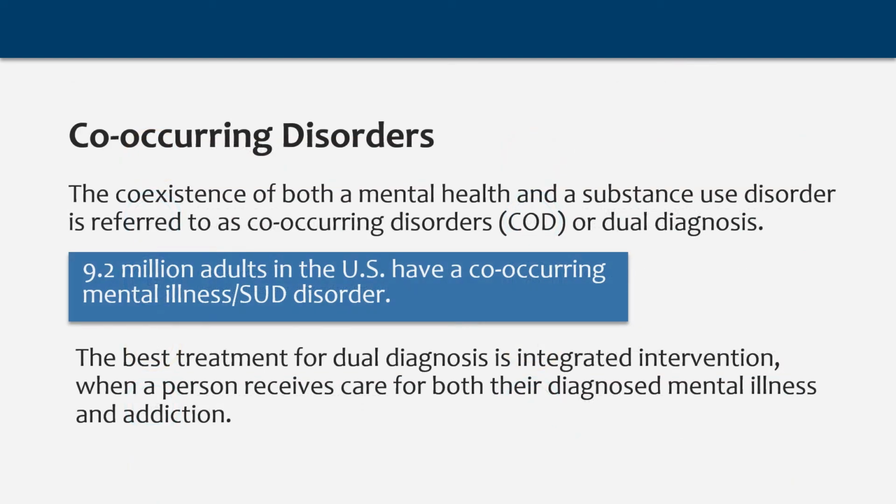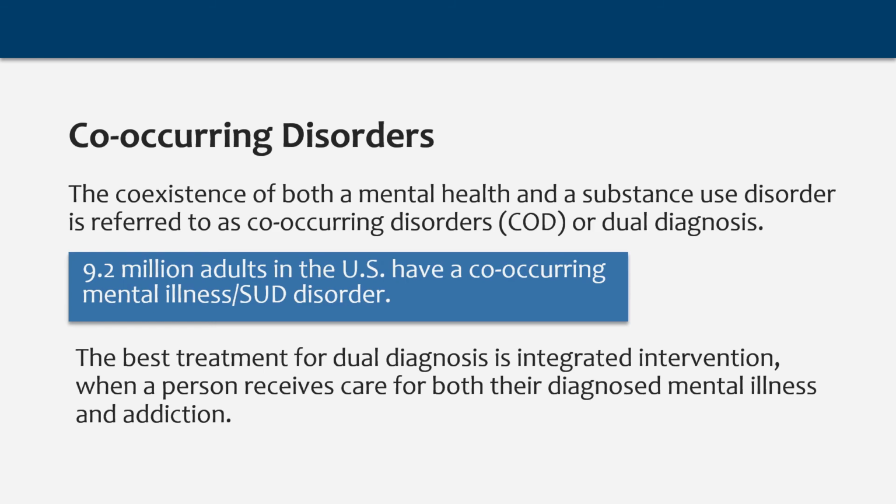According to SAMHSA and the National Alliance on Mental Illness, or NAMI, the coexistence of both a mental health and a substance use disorder is referred to as co-occurring disorders, COD, or dual diagnosis. Either disorder can develop first. 9.2 million adults in the U.S. have a co-occurring mental illness and substance use disorder.